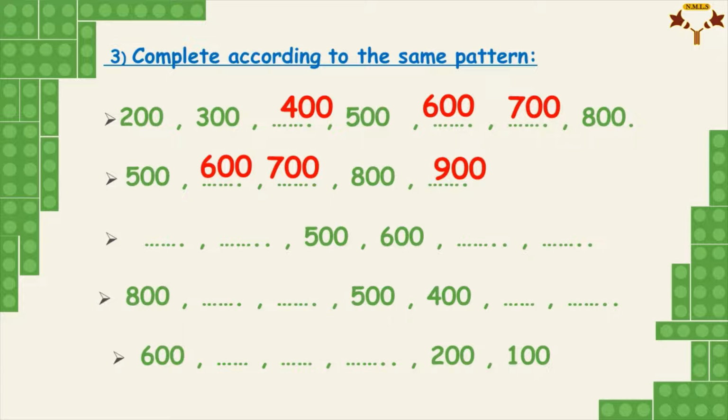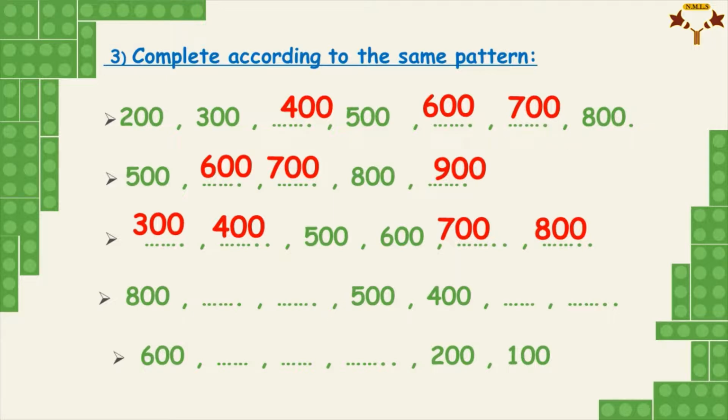Here I have what? In the third example, I have missing numbers, but I have 500, 600, I don't know what is here, and I don't know what is here, the two missing numbers. So here I have 500, and I will start from here. Before 500 I will find 400, and before that 300. So 300, 400, yes, 500, 600, 700, and 800.